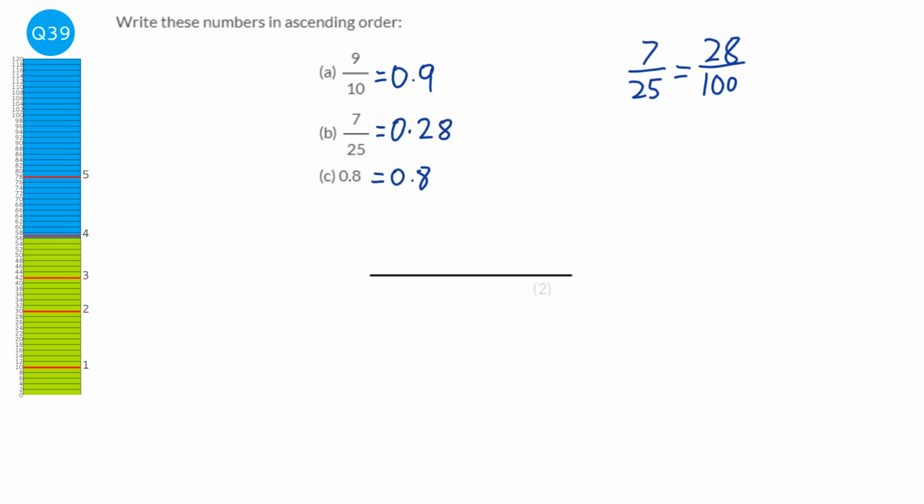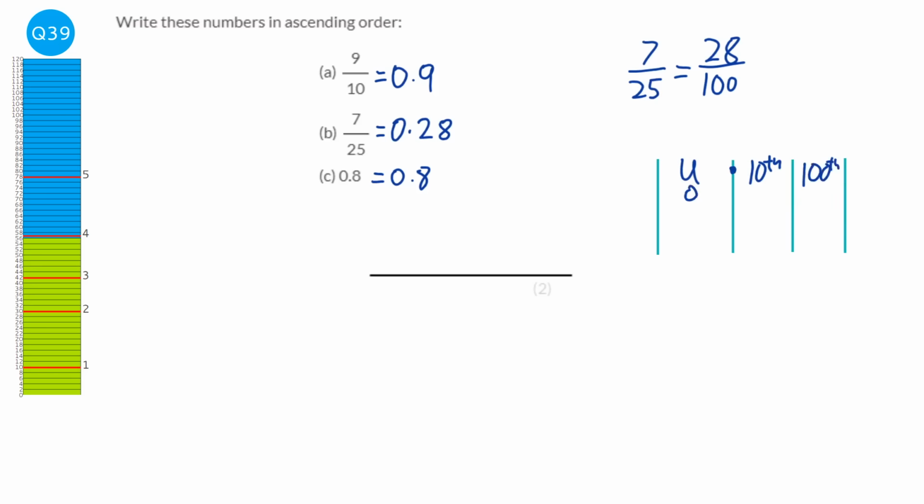So it's going to be 0 in the units column, 2 in the tenths column, and 8 in the hundredths column. Next thing we're going to do is draw a little place value table. And so we've got units here, tenths and hundredths.